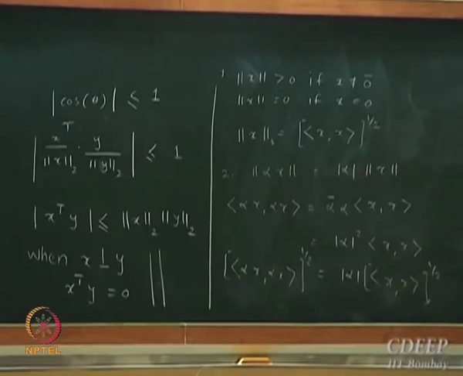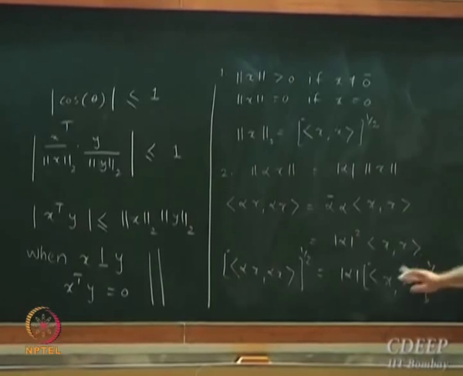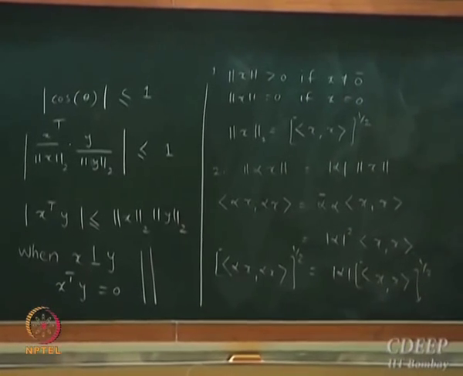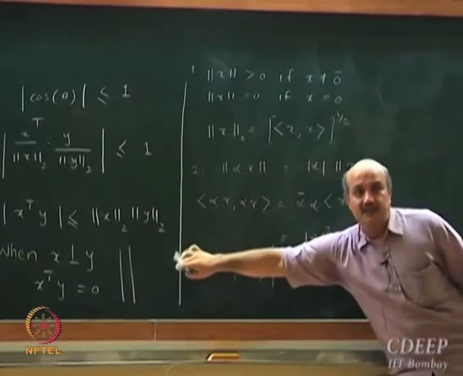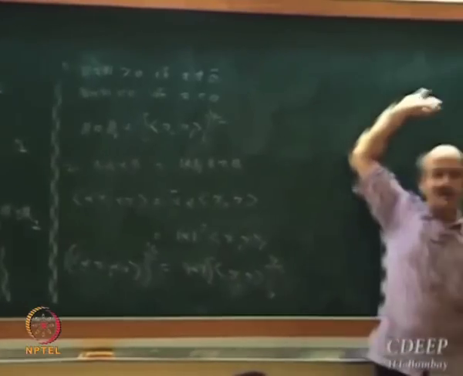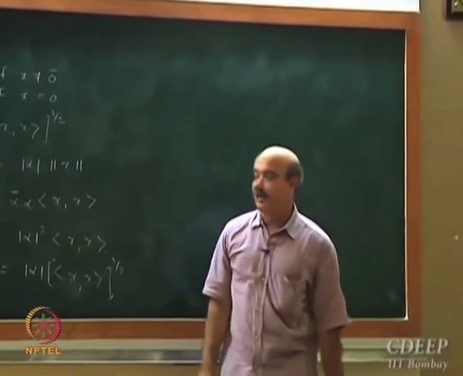Why this defines an inner product? Why this inner product defines a norm? How you can generalize this result? This result in the inner product space is called the Cauchy-Schwarz inequality.